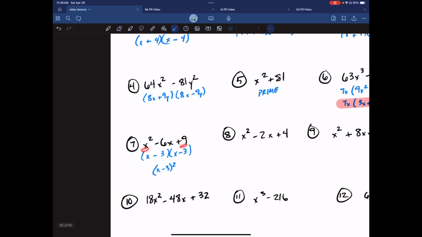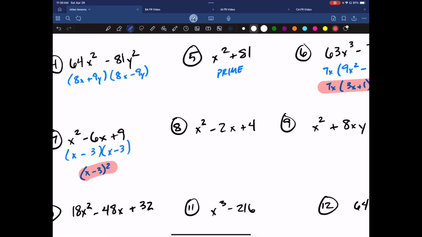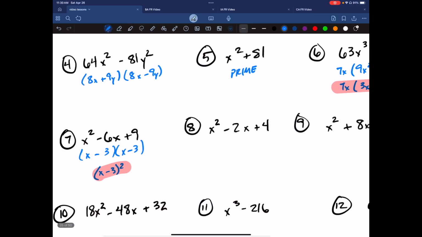This is a perfect square, this is a perfect square. And if you take the square root of both of those terms and multiply them together and double it, you get negative 6x, which is negative 3x, negative 3x, you get negative 6x. So that's where that comes from. Okay, so once again, you can do that either straight up or with the AC method, right? But I still highly recommend you using these special formulas.